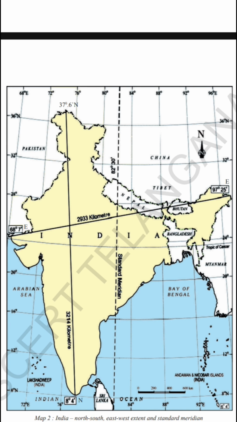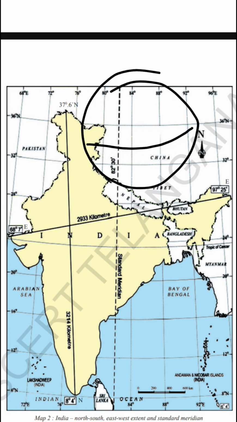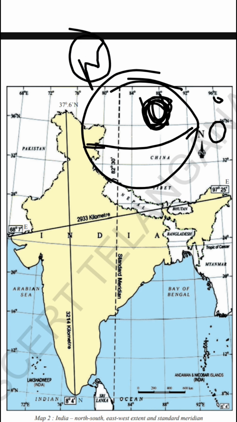For your kind information, if you observe the globe properly, you can find that India is actually residing above the equator. Am I right? Yes, India is residing above the equator. We know the equator passes at 0 degrees, right? So whatever countries come above the equator are in the northern hemisphere, and those below the equator are in the southern hemisphere.